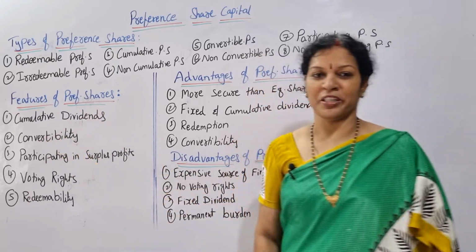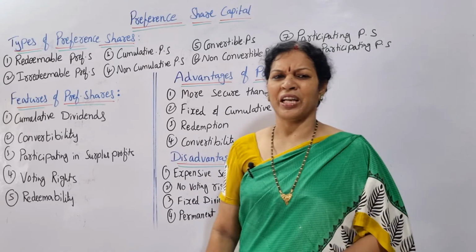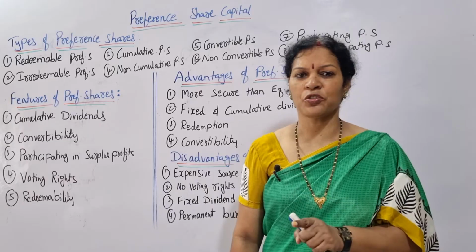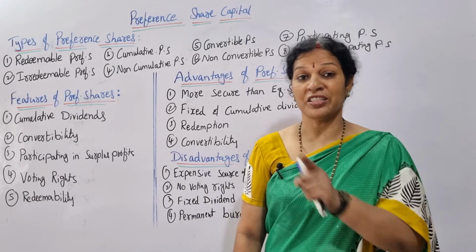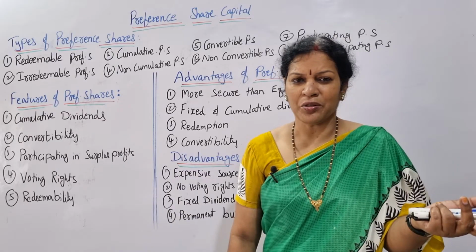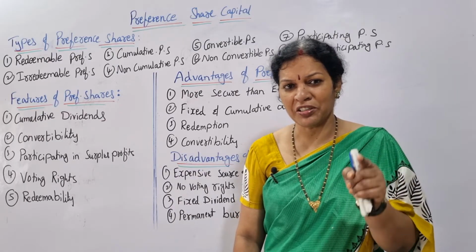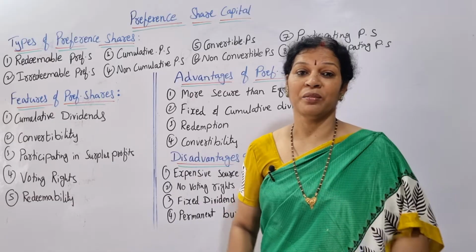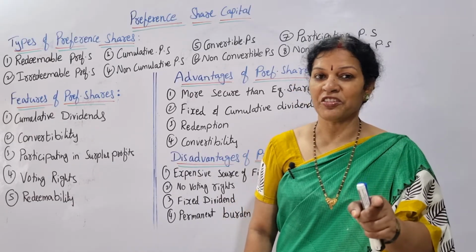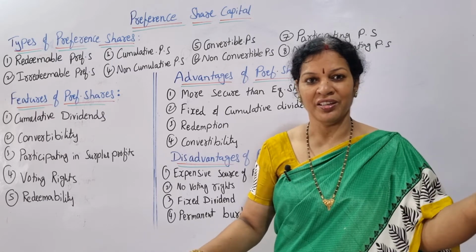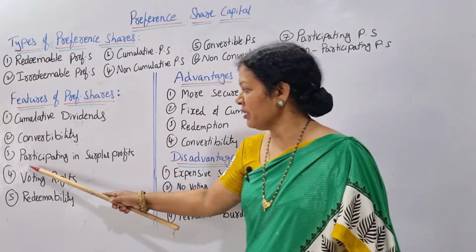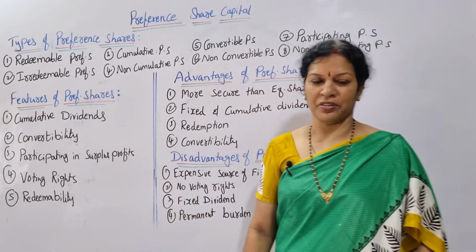Second one, convertibility. Most of the time, preference shareholders are given the chance to convert their shares into equity shares because it is much advisable. You know that the cost of capital of equity shares is cheaper than preference shares. That is why this facility is given by the company to the preference shareholders. Anytime they can convert into equity shares. Okay. Next one, participating in surplus profit.